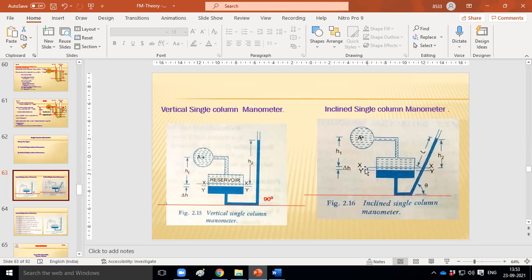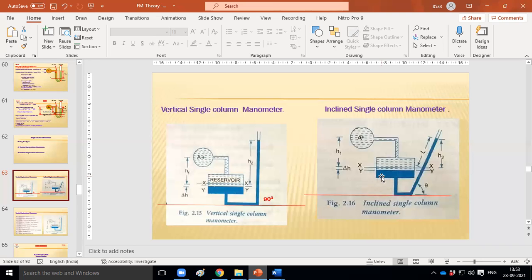And which one is the new datum line? YY dash. So again tell me, what will be the height of the mercury surface in the reservoir from the center of pipeline after applying the pressure? H1 plus delta H. Correct? H1 plus delta H. Okay.